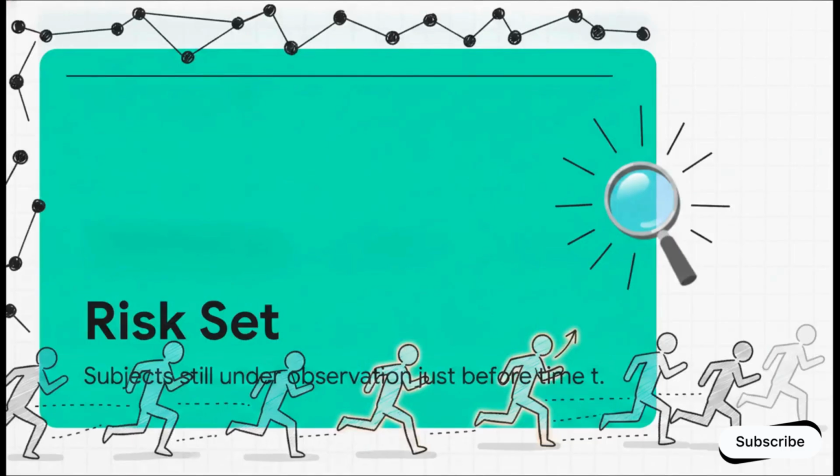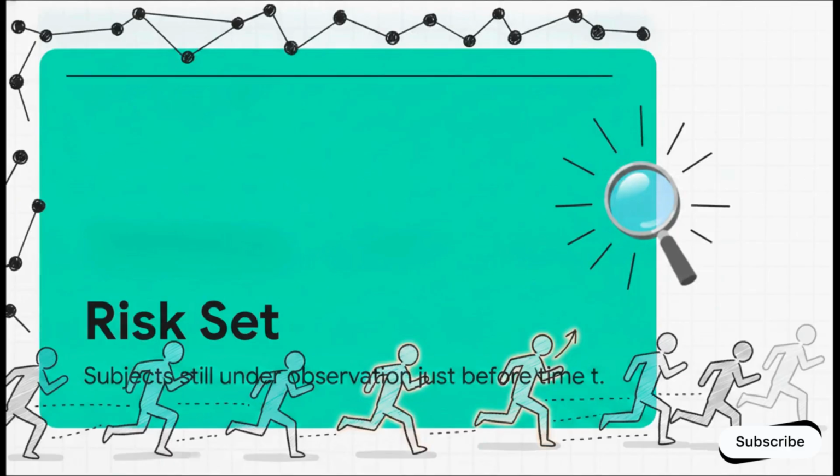This specific, dynamically updating pool of remaining candidates is formally called the risk set. Now, this isn't just a static matrix of indices in your database. No, it is the exact subset of subjects who are still under observation just before a specific event time.